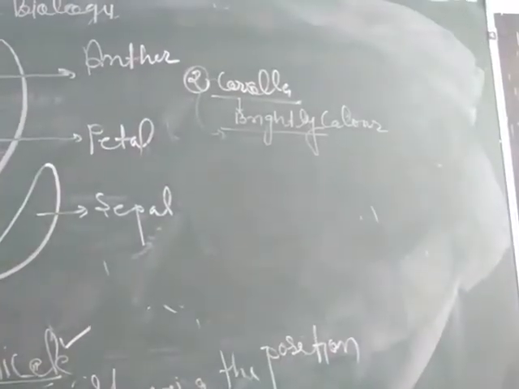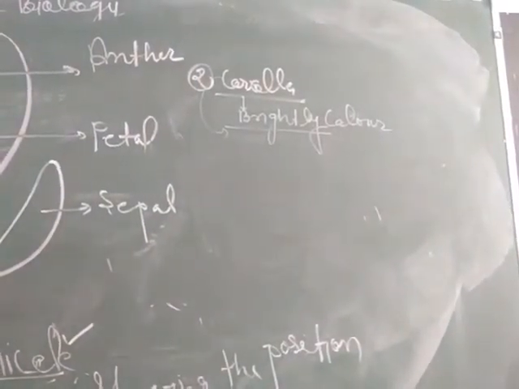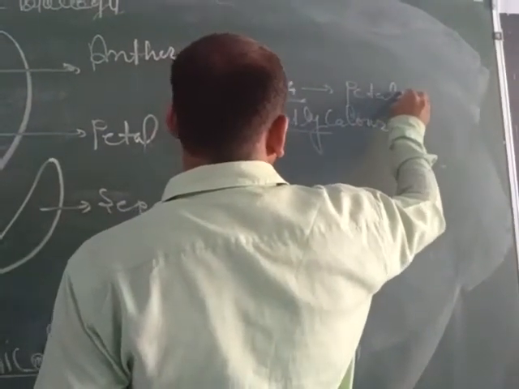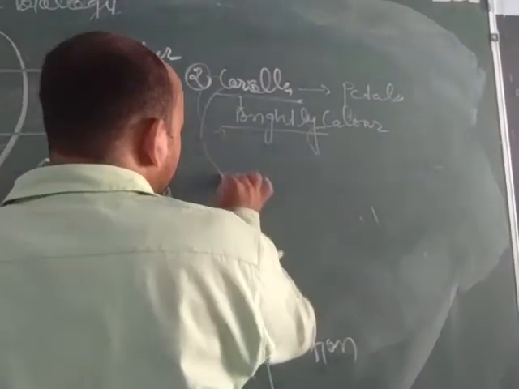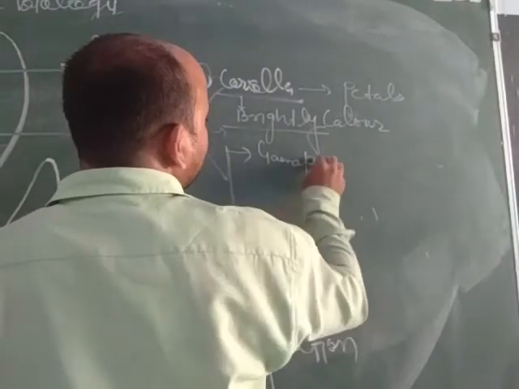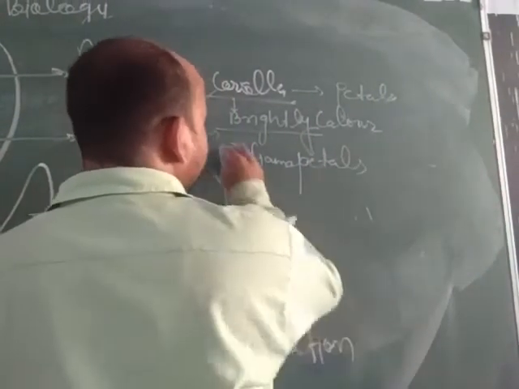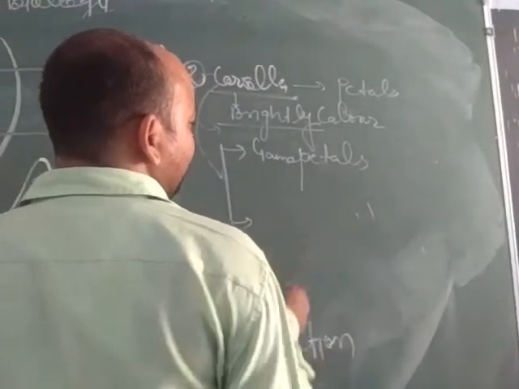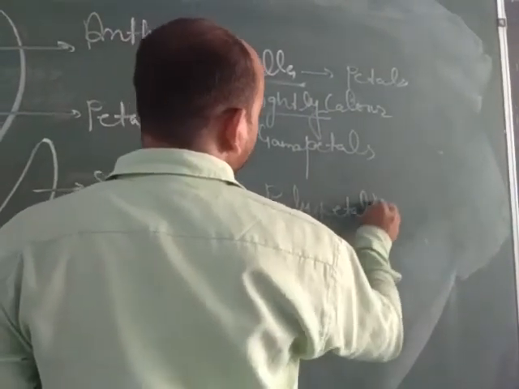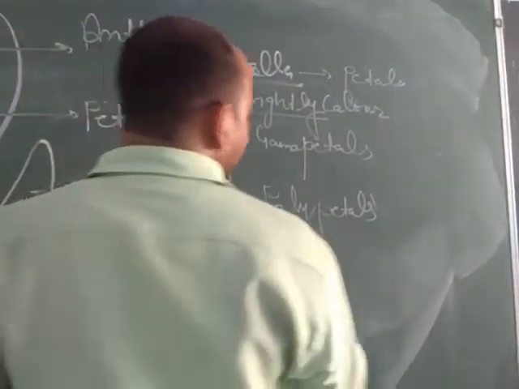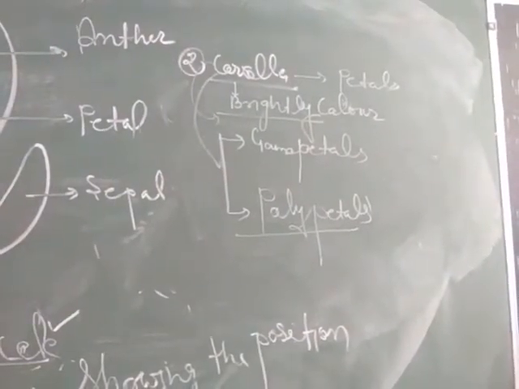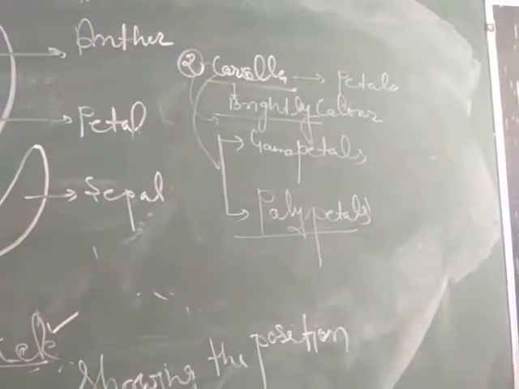Corolla is a collection of petals. It can be categorized into two categories. First is gamopetalous: if petals are attached from the base, it is called gamopetalous. The second condition is polypetalous, when petals are free. This condition is called polypetalous. For example, petunia.